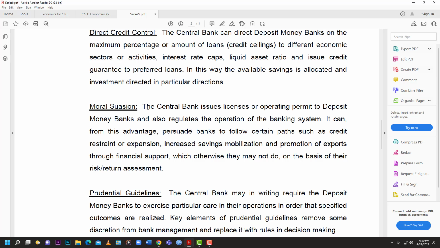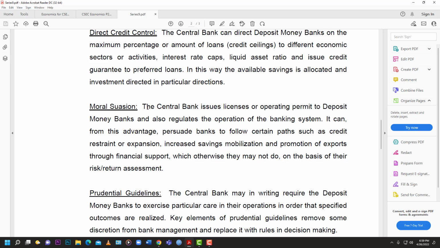Take certain courses of action. For example, they might want to encourage these commercial banks to lend more, give more loans, reduce the interest rate, things like that, right? So moral suasion is simply the bank trying to advise, trying to persuade, using their influence to have these commercial banks do something that they wish, right?